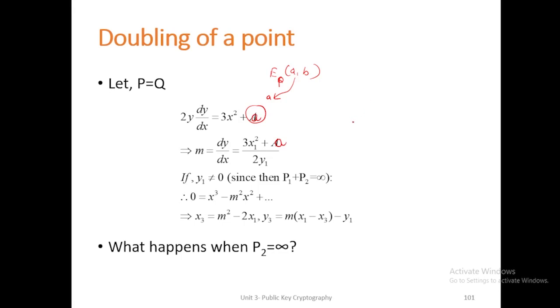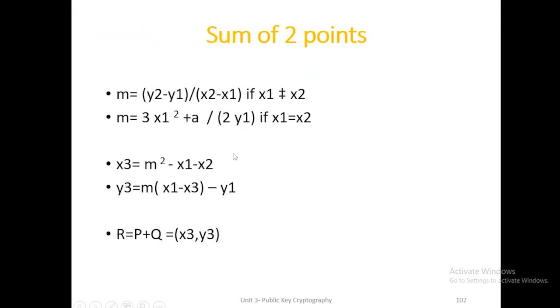So the formula for x3 is equal to m squared minus x1 minus x2. Y3 is equal to m of (x1 minus x3) minus y1. So the formula for x3 and y3 calculation is same, only the slope calculation is different. So this is the overview idea of slope calculation and finding the sum of 2 points.